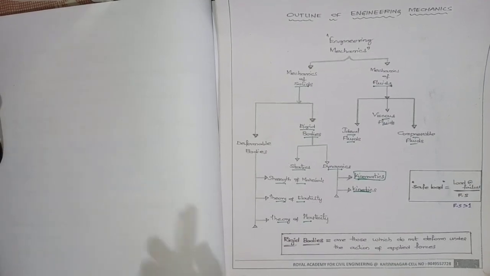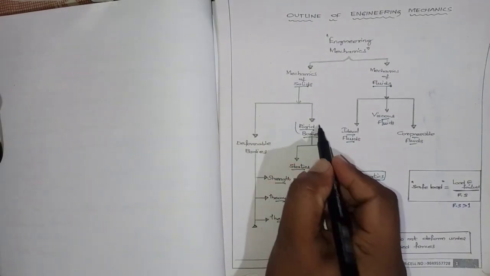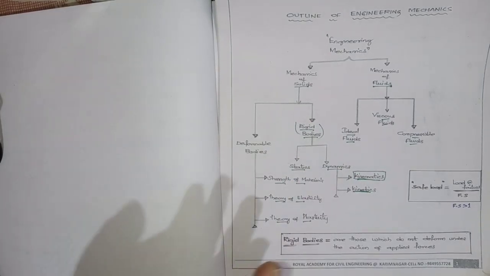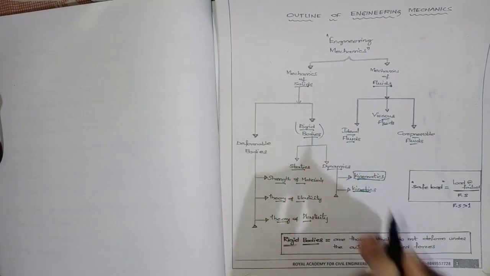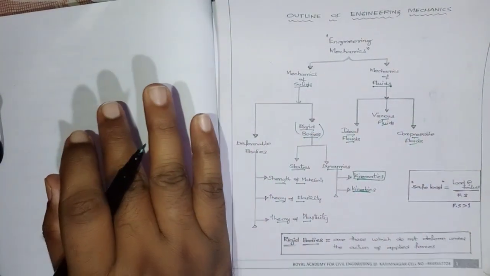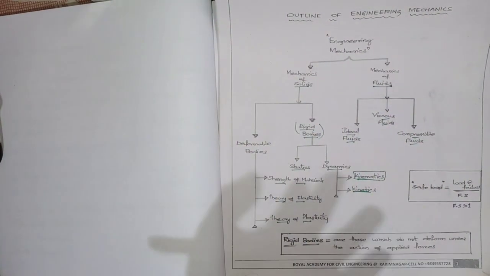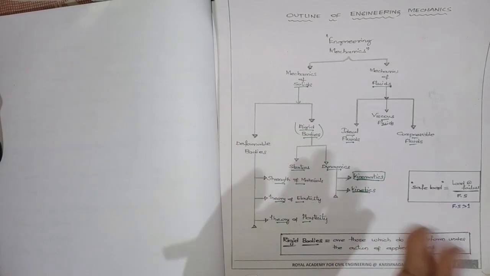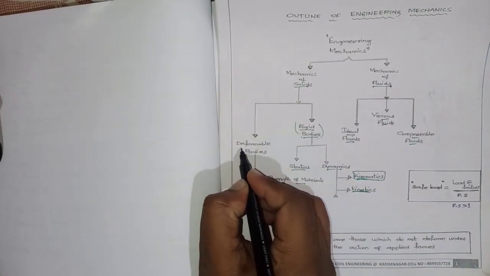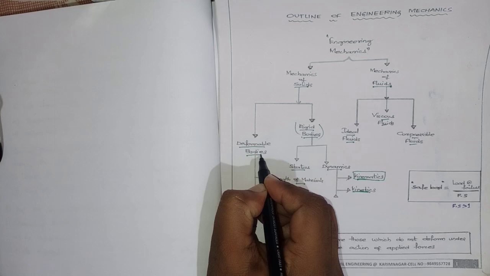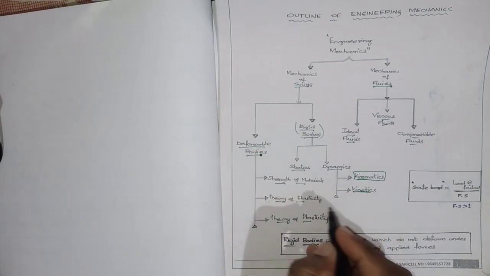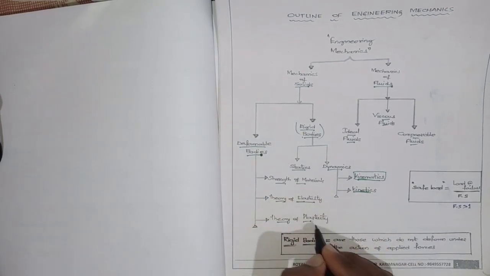Coming to the rigid bodies, what are these rigid bodies actually? They do not deform under the action of applied loads. If I apply a force on the table, definitely it is not going to deform. Such types of members are called rigid bodies. Deformable bodies means if I apply a load, based upon the loading condition and within the proportionality limit, it may go into some elasticity and plasticity.